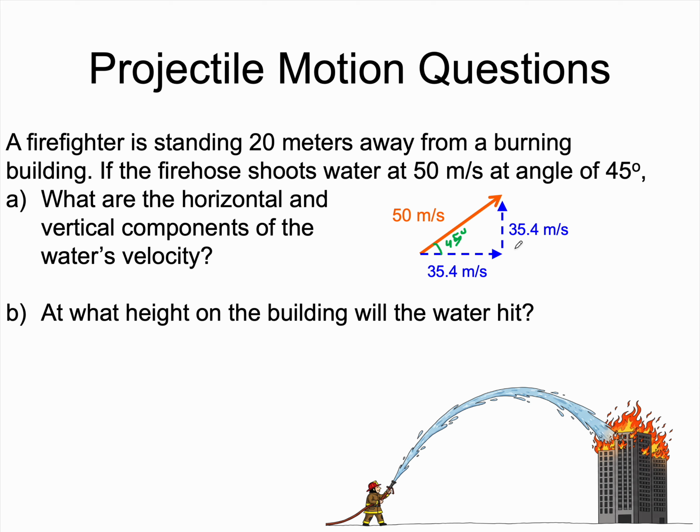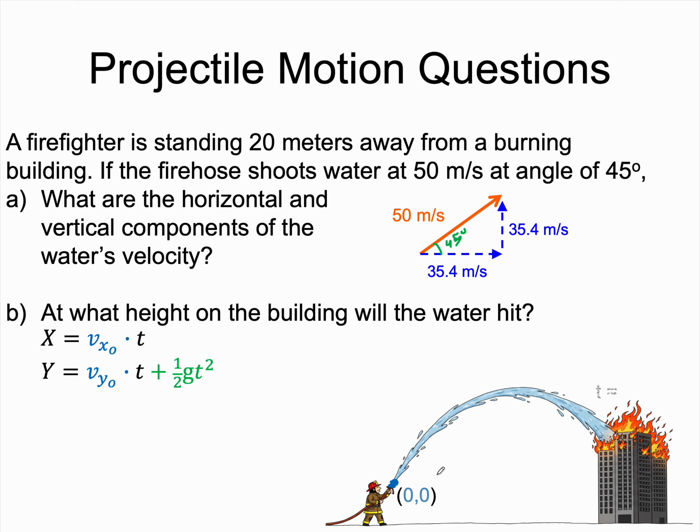B, at what height on the building will the water hit? Now here's where we actually have to start thinking a little bit. We can use our equations that we just came up with. This is the short version of them. But you'll notice that both these equations involve time. And you might say, well, wait a second, how can we do this? Again, remember, we always make this starting point our origin. So where the water's starting out right here, we're making 0, 0.